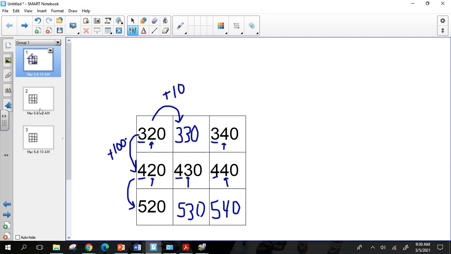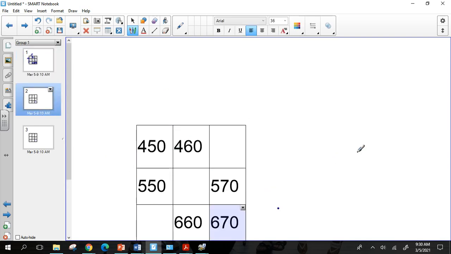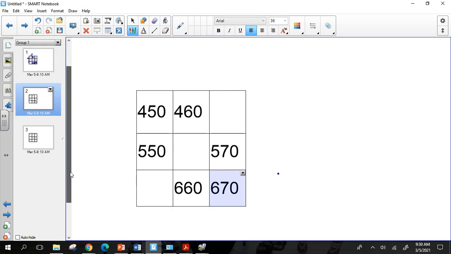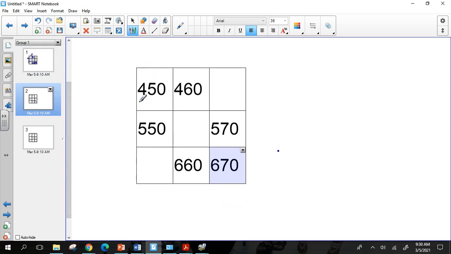Let's look at another one. So you should be comfortable with these now. Let me slide that up. Okay, so let's look at this one. 450, 460, so my hundreds is staying the same, moving across. My tens, I jumped by 10, 450, 460. What do you think should come here? And look at these. What's in the 10 spot here and here? Yes, it should be 470 because I was making that 10 jump across.